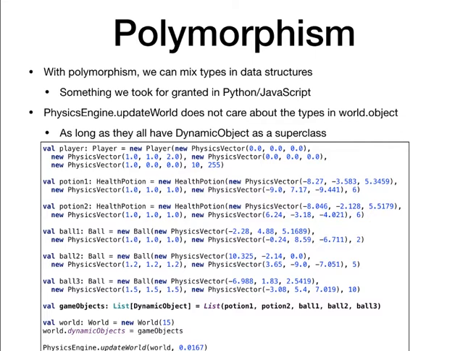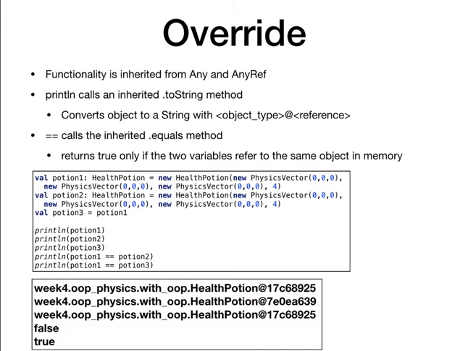Those are two completely separate pieces of code. They're just linked through the dynamic object class. Okay, let's talk about overrides a bit. So when you create a brand new class, you are extending some behavior from AnyRef and from Any, and some of that functionality includes a toString method and a .equals method, which is called when you call equal equal.